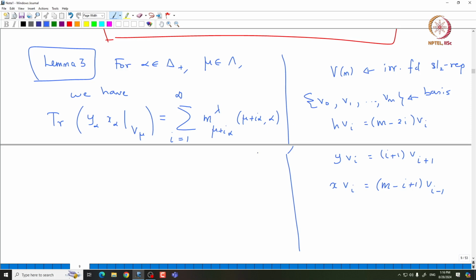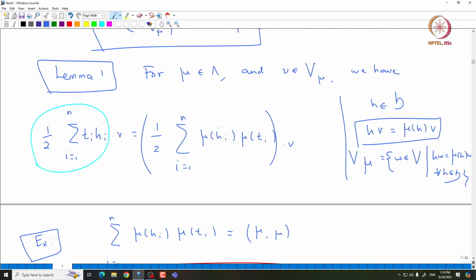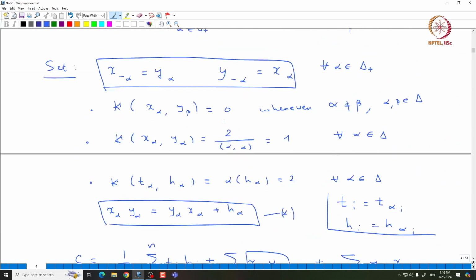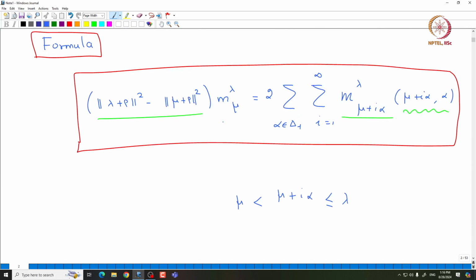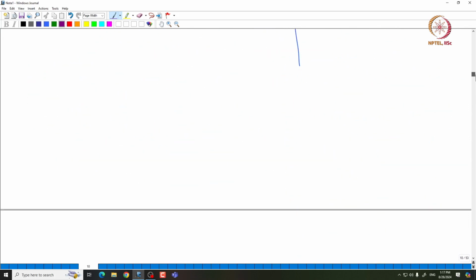Note that this is what you have in the Freudenthal formula. If you go back to the formula, you can see such a term appearing in the Freudenthal formula. So, that is the motivation for these formulas. Let us actually prove that, and then we will have the proof of the Freudenthal formula immediately.